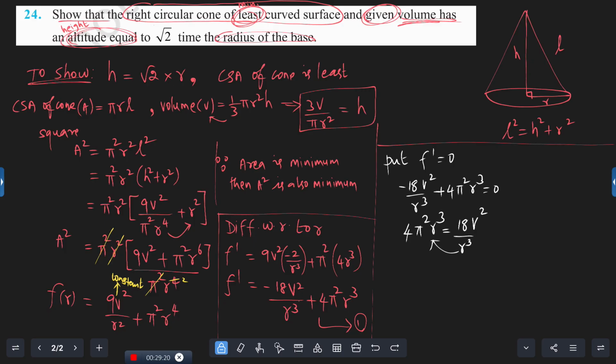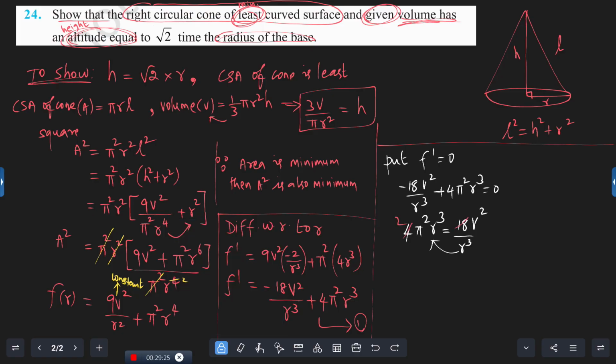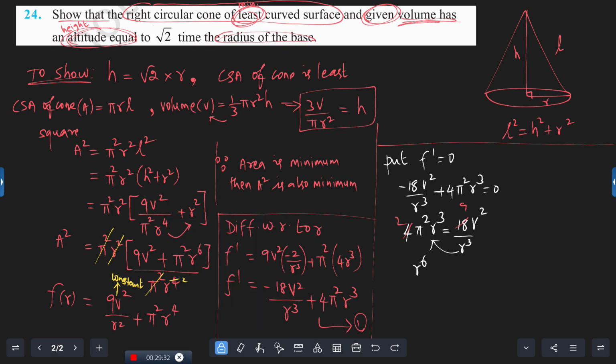So bring the cube to the opposite side, and you can cancel anything possible now. 2 2s are 4, 9 2s are 18, that's it. Remaining nothing. R cube, when you bring this side now, cube into cube, r power 6 you will be getting. So r power 6 equals 9 times v square divided by 2 pi square. Now apply square root on both sides.